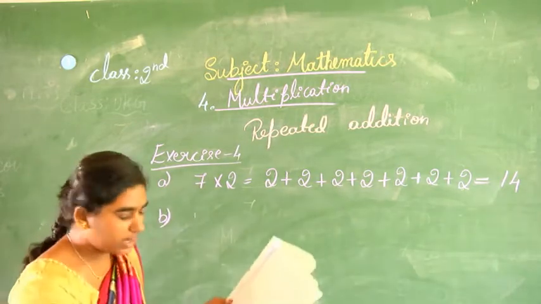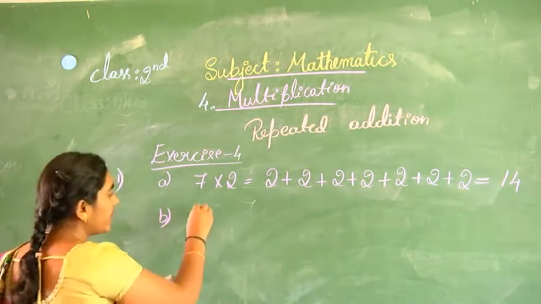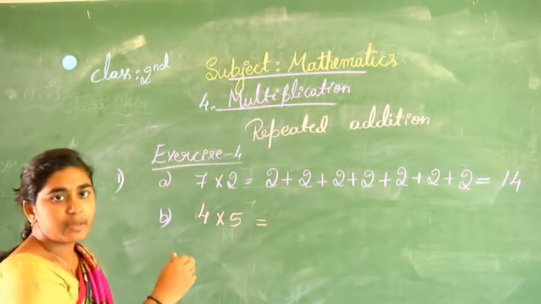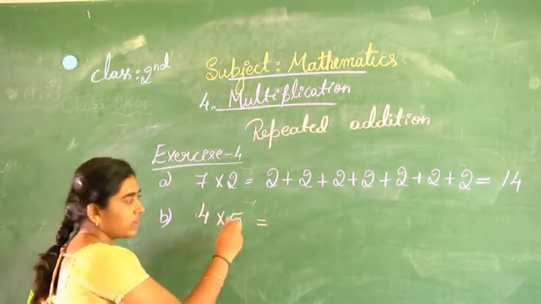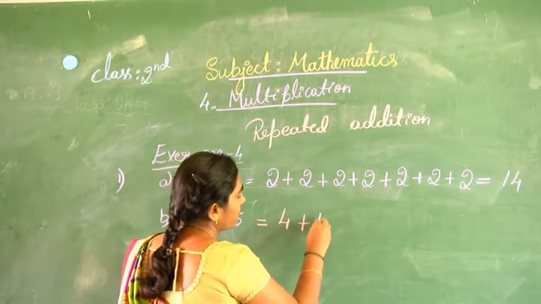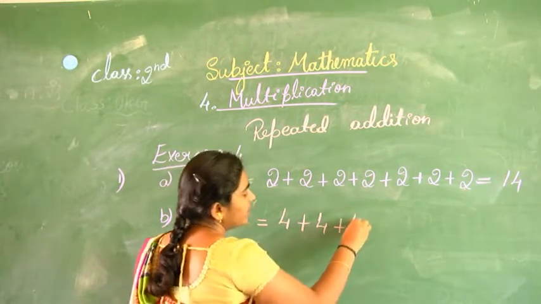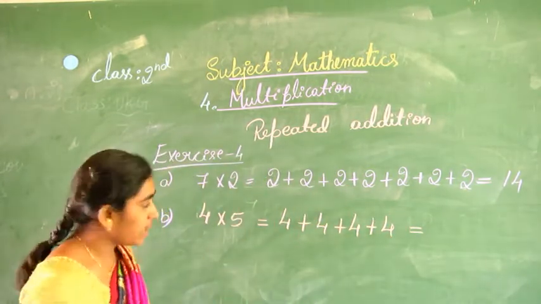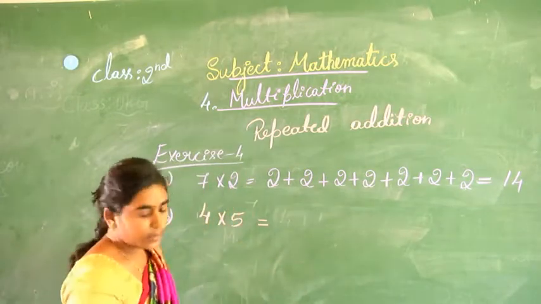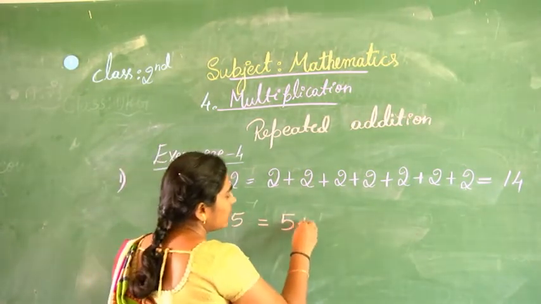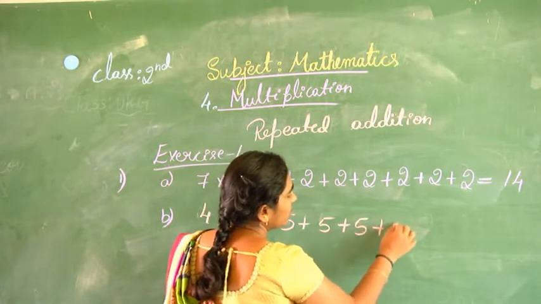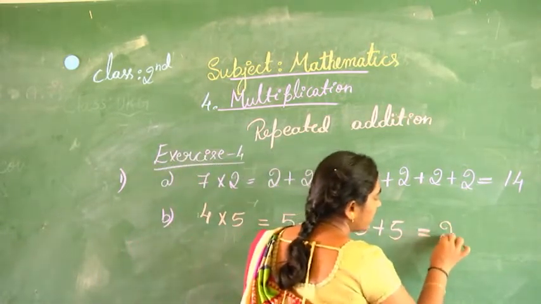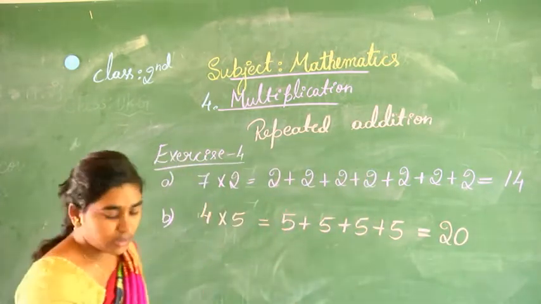And the second one is 4 multiplied by 5. 4 multiplied by 5 means 4 times 5. 1, 2, 3, 4. So 4 times 5. The answer will be 5 plus 5 is 10, 15, 20. 4 times 5 is 20.